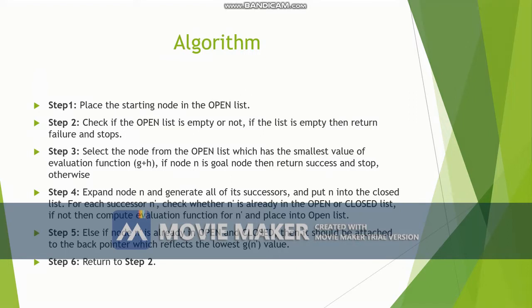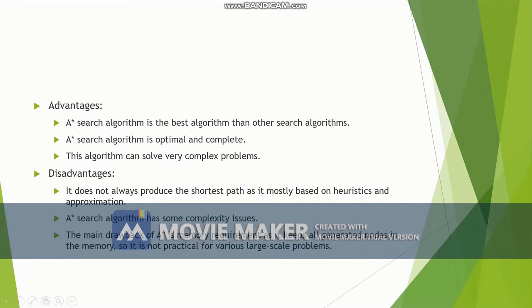You can compare it. What are the advantages of the A* algorithm? It is the best algorithm compared to other search algorithms that we have discussed till now. Then it is optimal and it is complete. Complete means it is definitely going to give you a solution, and optimal means it is going to give the best solution. It can solve very complex problems.